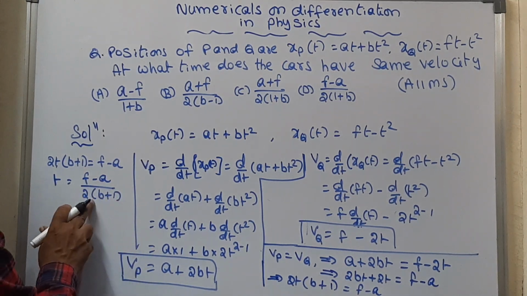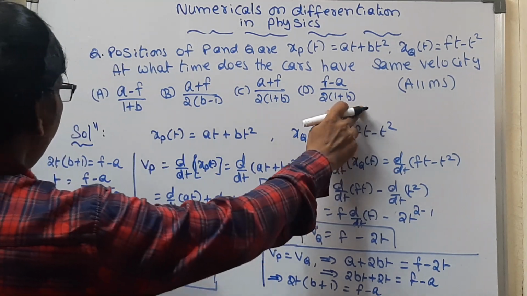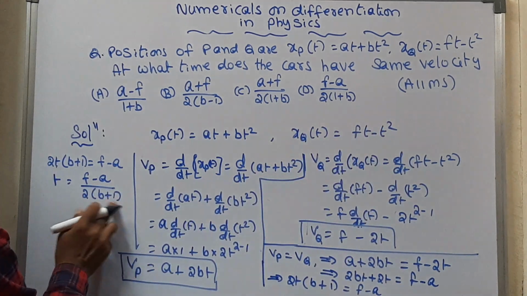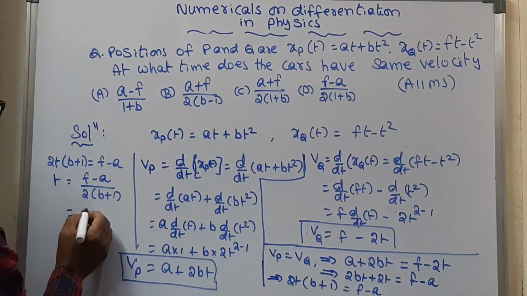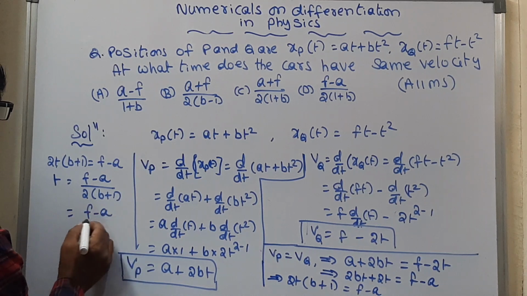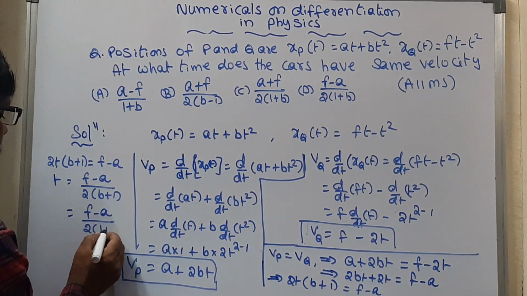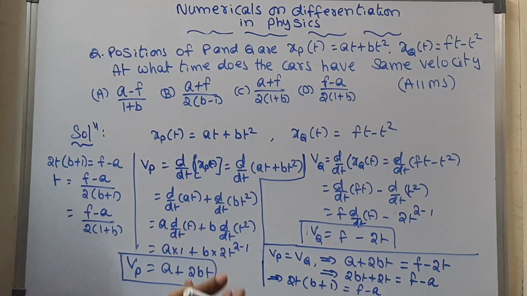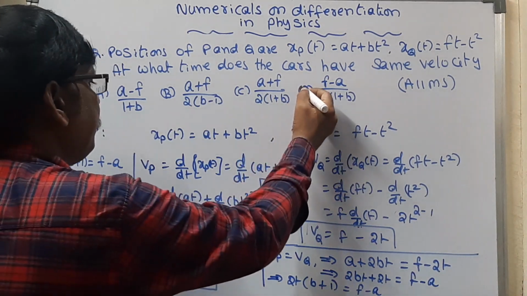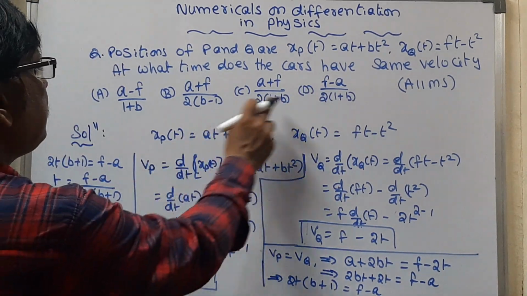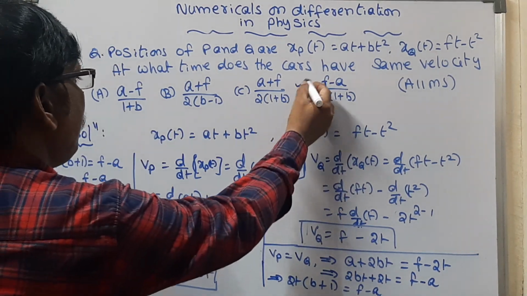f minus a by 2 into (b plus 1) or (1 plus b), no problem, because we can take both. Otherwise let us write according to the answer. f minus a by 2 into (1 plus b), because 1 plus b is equal to b plus 1, there is no difference. And so what option can we get? 2 into (f minus a), 2 into (1 plus b).